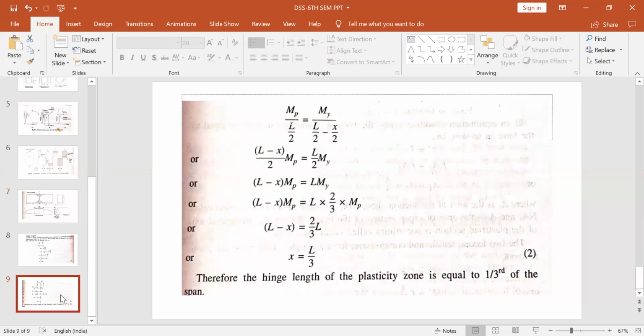In the next class we'll discuss the shape factor and all other things, how to calculate shape factor in beams for different kinds of sections, and the load factor. What are the mechanisms of plastic analysis? We'll discuss all those things.